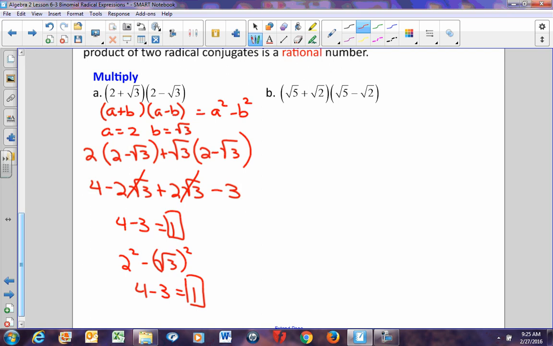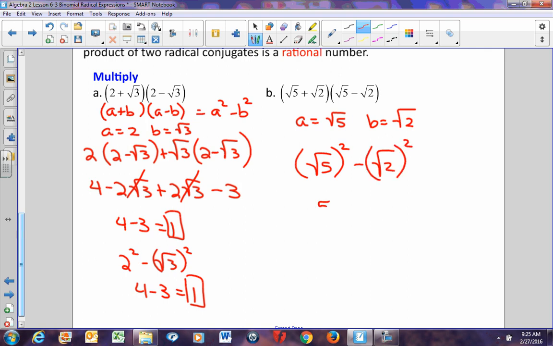Okay, so if we have the square root of 5 plus the square root of 2 times the square root of 5 minus the square root of 2, it just becomes the A squared. My A term here is the square root of 5. My B term here is the square root of 2. It becomes A, the square root of 5 squared, minus B, the square root of 2 squared. The square root of 5 squared is 5. The square root of 2 squared is 2, and 5 minus 2 is 3.